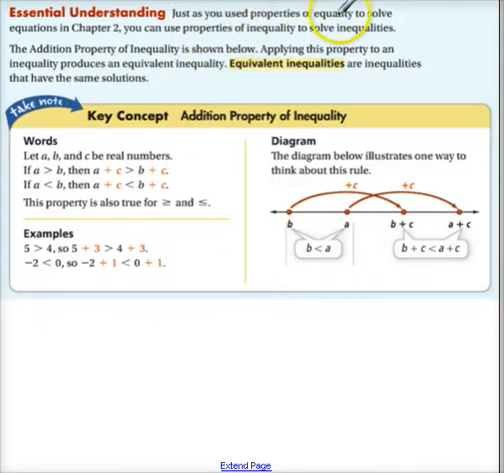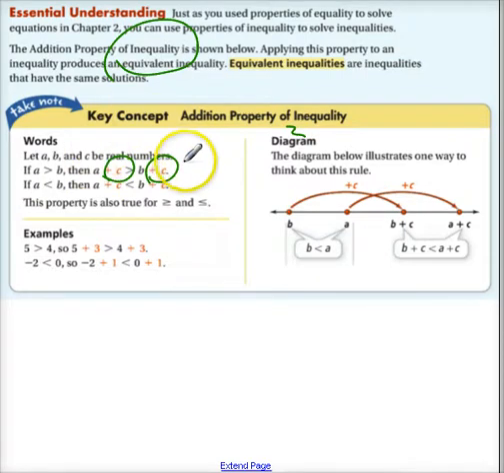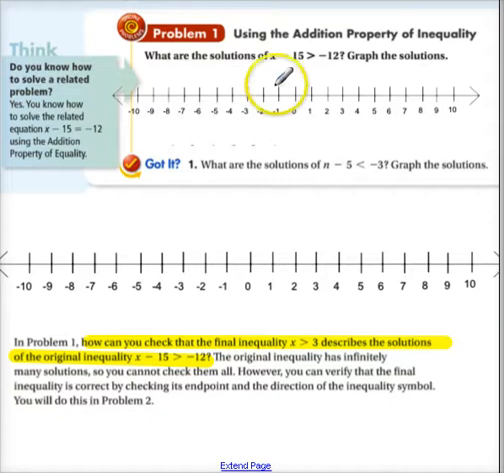Just as we use properties of equality when solving equations, we can use properties of inequality to solve an inequality. So for example, our first key concept is the addition property of inequality. Notice the word changed a little bit. If I have an inequality A is greater than B, if I add C to both sides, it does not change my inequality. So I can add something to both sides. In a couple slides, we'll talk about how we can also subtract something from both sides. So the inequality does not change at all. So let's use this to solve our first inequality.